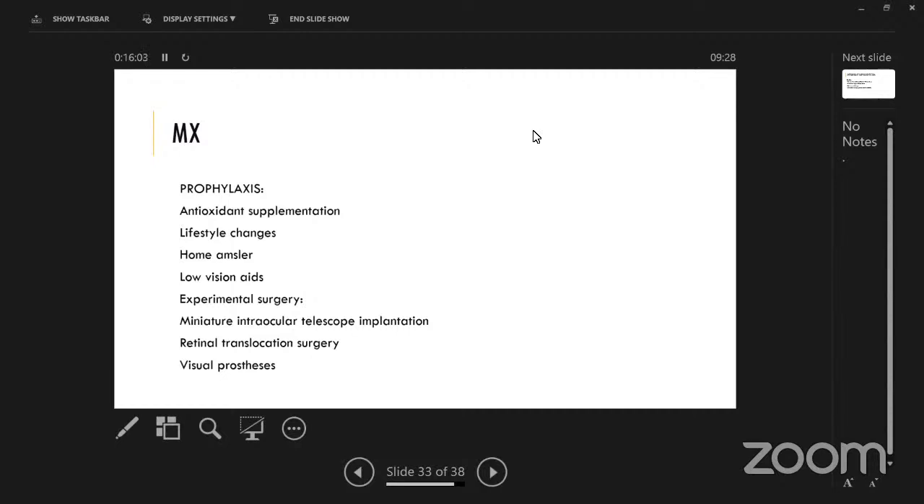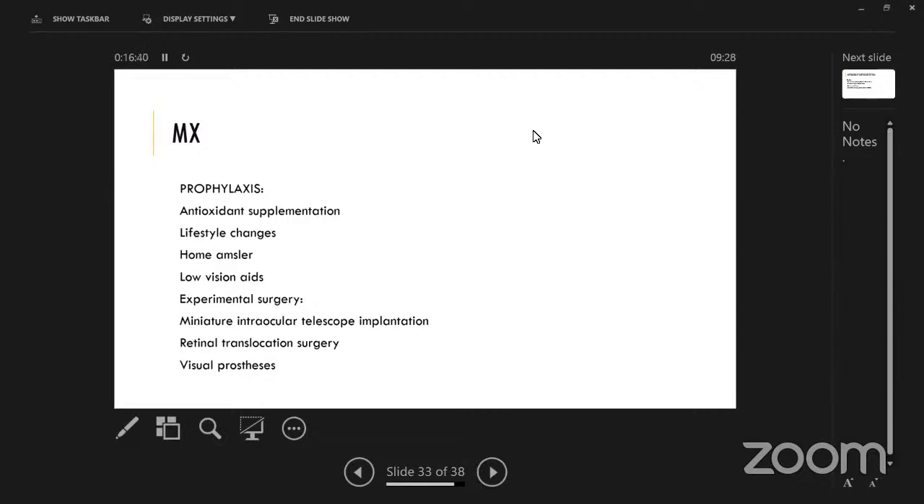So coming to the management, we can start with antioxidant supplementation and lifestyle changes including exercise and diet. Then a home Amsler chart can be given and the patient can be asked to monitor, to hold the Amsler chart at reading distance with reading correction, uniocularly. The patient has to see if he can find any spots or any scotomas or any differences from the previous examination. Low vision aids can be given in patients who have problems.